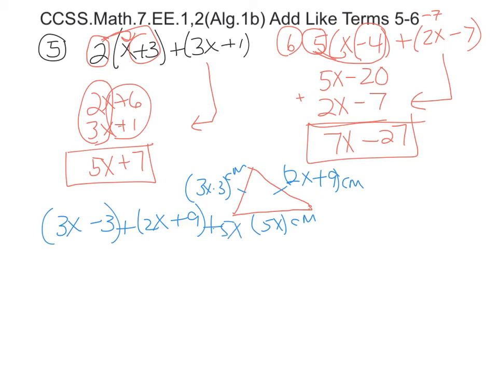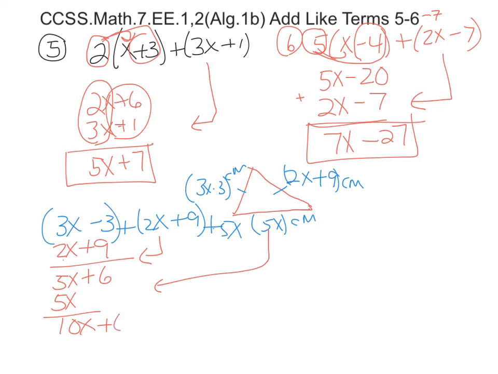Sorry about that. Okay, I'll change colors here. So I want to bring it on down here. So I have 3x minus 3, I'm going to add 2x plus 9, because I'm getting the perimeter. And I have 3x plus 2x is 5x, and then different signs, so you subtract, but it'll be a positive 6. And now bring down this one here and line up the 5x with the 5x, and I get 10x plus 6.